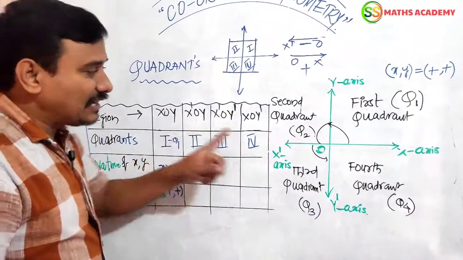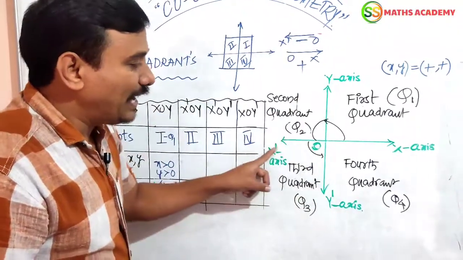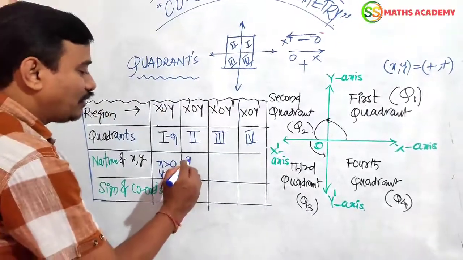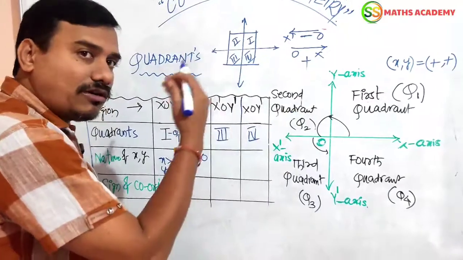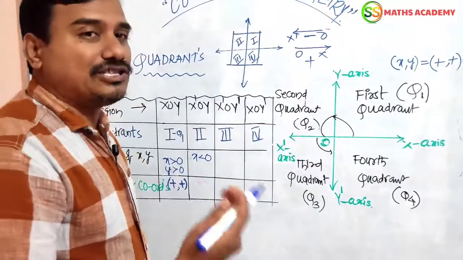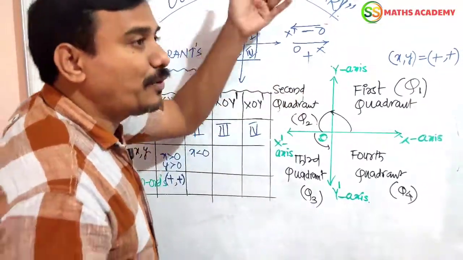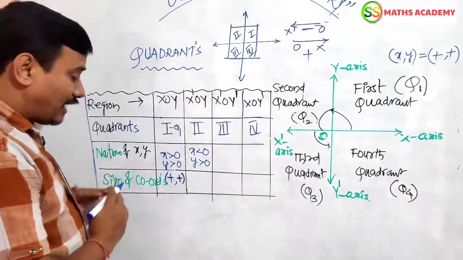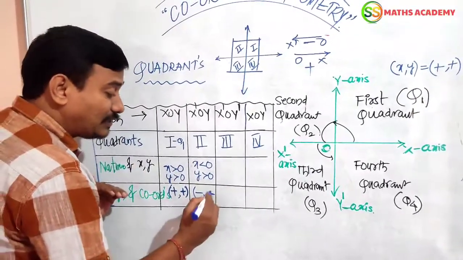Next, second region, X'OY. Keep in your mind, X' is negative. Negative means x is less than 0. On a number line, the left side of 0 has all negative values, and the right side of 0 has all positive values. So x is less than 0. Here what about OY? Upper part means positive. Positive means y is greater than 0. It can be written as signs: less than means minus, greater than means plus.